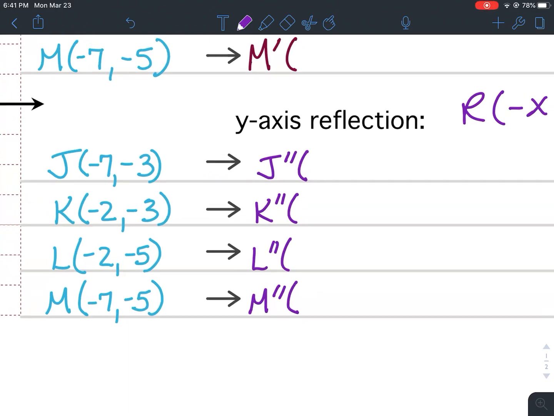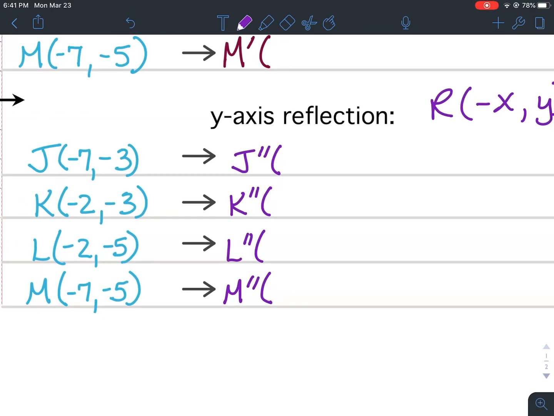So for the J coordinate, reflecting that over the y-axis, again, I'm going to take the opposite of my x-coordinate. So the opposite of -7 will become +7. And then because it's a reflection of the y-axis, the y-coordinate stays the same. So it will stay -3. So now you will go, and remember, when you are plotting your points, walk, then jump. So you will walk 7 and jump down 3.